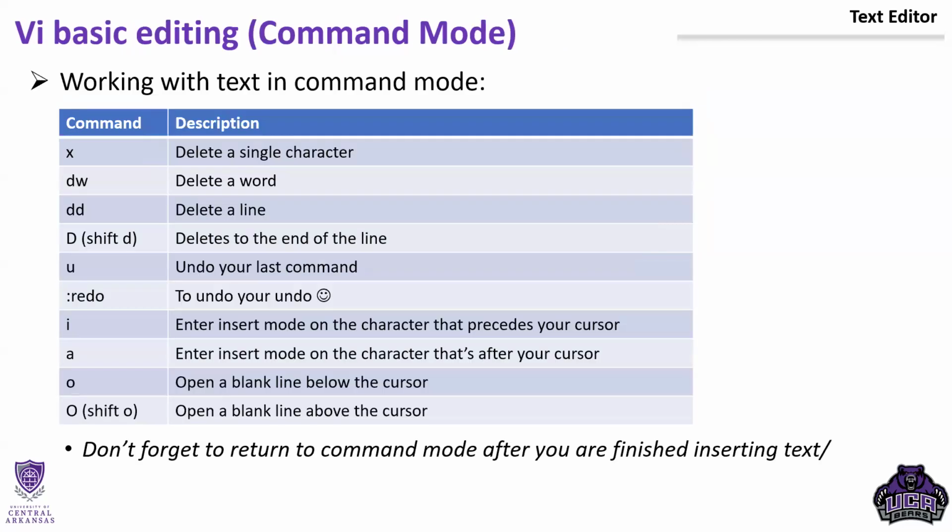Also note that in the directory for today, there is a cheat sheet of all these commands that we're going over. So while they're in here, the cheat sheet's going to be way better for you. So while you're in command mode, X will delete a single character, DW deletes a word, DD deletes the entire line. I tend to use that more than anything. Then you got Shift-D, which deletes from wherever you're at to the end of the line. U will undo.